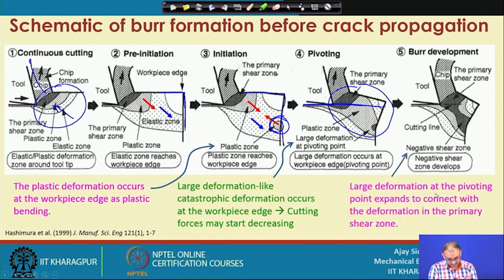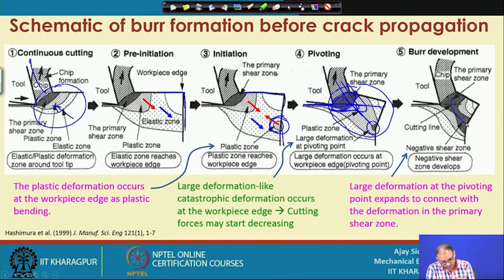now large plastic deformation at the pivoting point expands to contact with the deformation in the primary shear zone. So now, whatever this particular zone is, it will try to connect with this particular part, because now you are getting one additional deformation here, and this is also deformation. So your tool continues in this direction, this direction, this direction. At that time your shear plane angle also moves ahead of the tool.